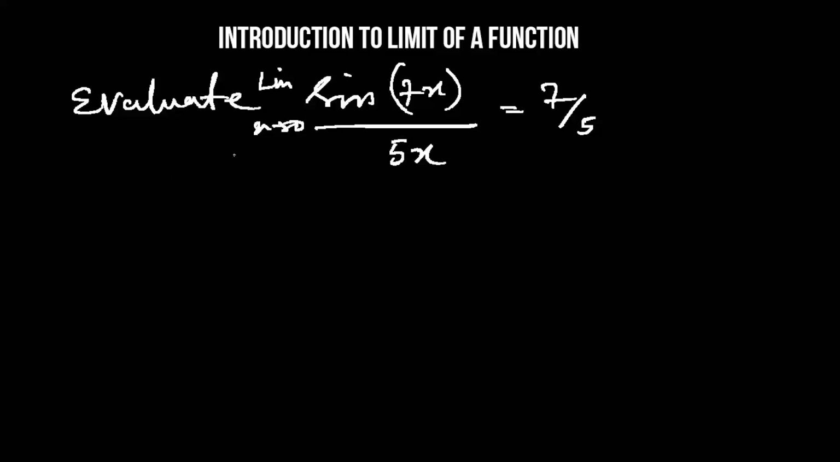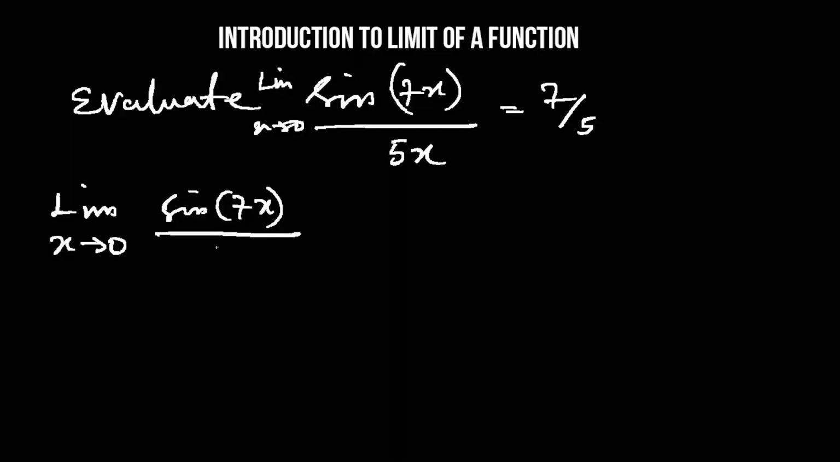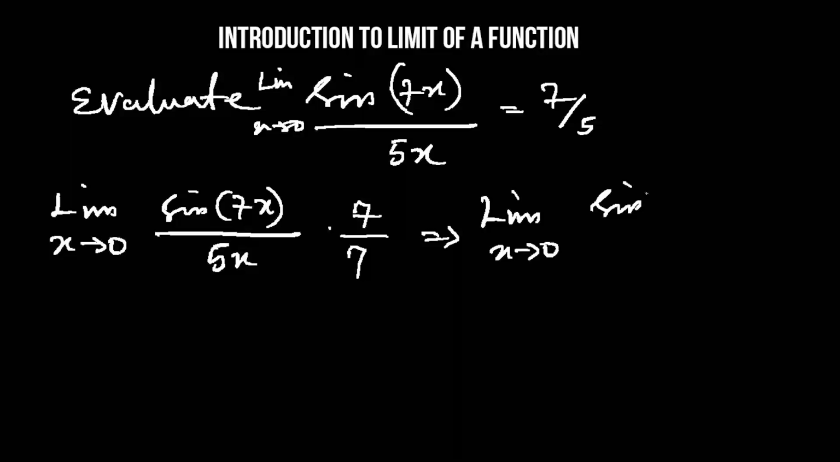Obviously, we'll do the same thing that we did earlier. So we try to write the limit as x tends to 0 of 7 sine 7x over 5x. So we'll multiply both numerator and denominator by 7. Am I right? So if we do that, we are going to have the limit as x tends to 0 of sine 7x divided by 7x times 7 over 5. Have you seen that now?